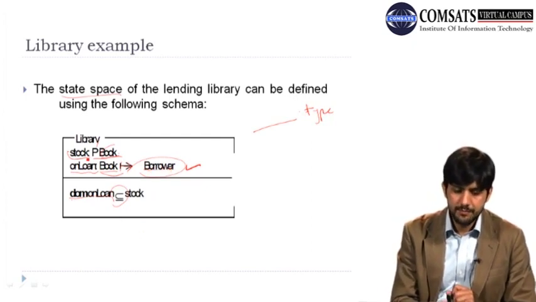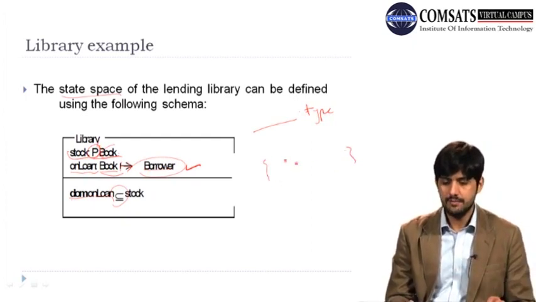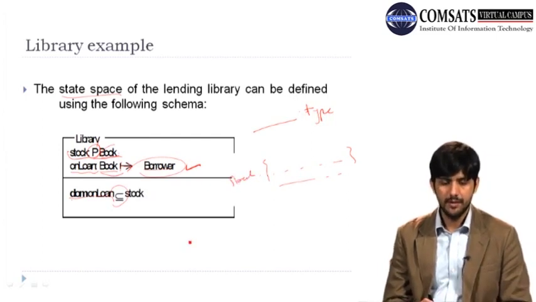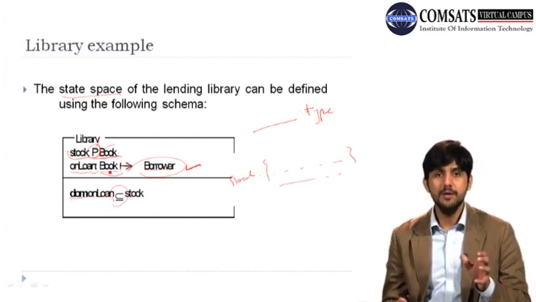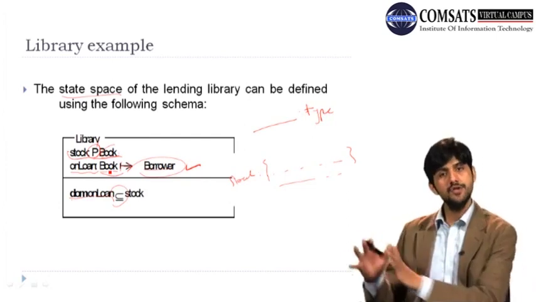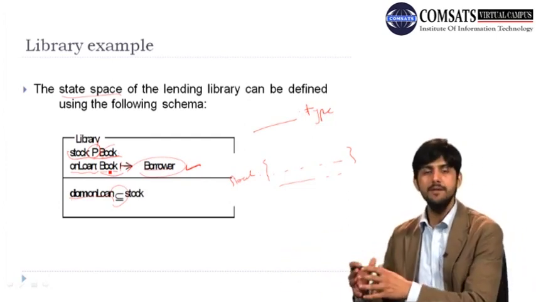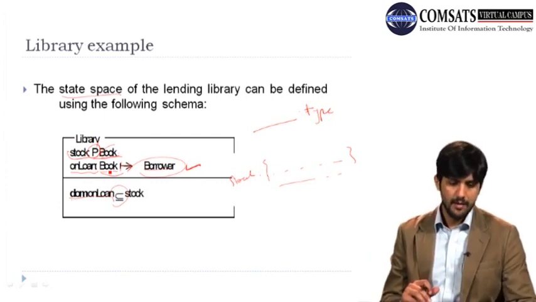And this P notation defines that there is a whole set of books. We have a huge set of books, which is stock. So we have named it stock. Okay. And each book, whenever a book is on loan, there has to be a borrower against it. So it cannot happen that a book is on loan without a borrower, and so this is my state space.